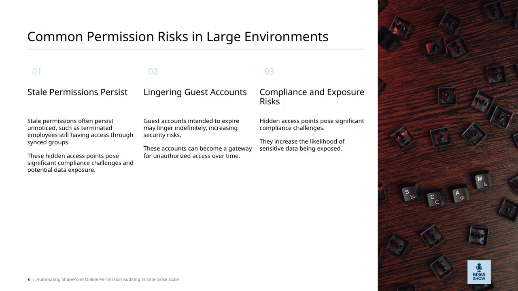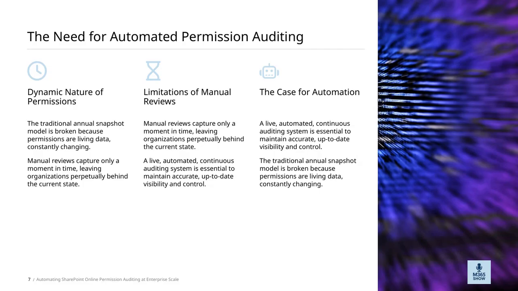These permissions often go unnoticed, but they can be exploited if not regularly reviewed and cleaned up. All these issues highlight why continuous auditing and automation are essential at an enterprise scale. They help us identify and mitigate these risks before they become serious problems, ensuring our data stays protected and our compliance stays intact. Now, let's talk about why automated permission auditing is so critical.